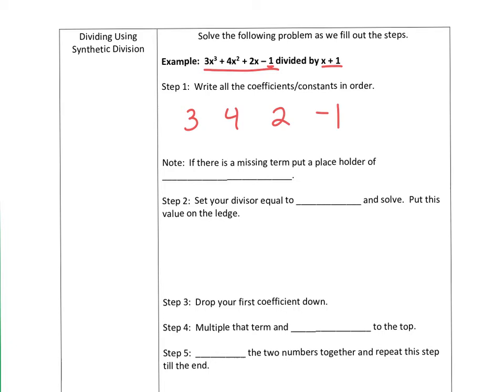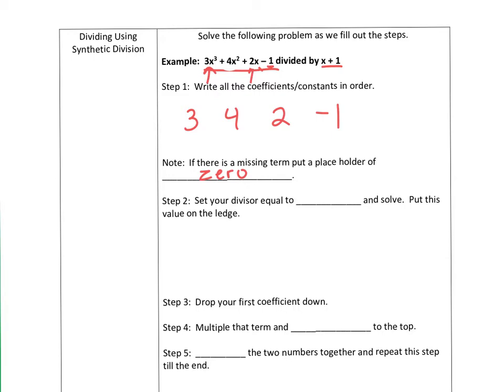Okay, if there so happened to be a missing term, so for instance, if this just jumped from 3x cubed to 2x and we didn't have this x squared term in there, then I would need to put a 0 in as a placeholder. Okay, we didn't run into that on this one, so we don't have to worry about that right now. But if that happened, we'd put in a 0, okay?